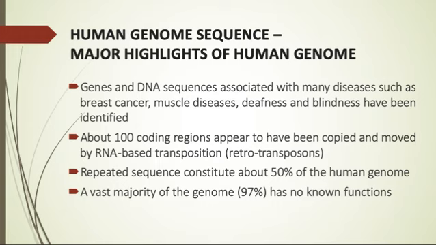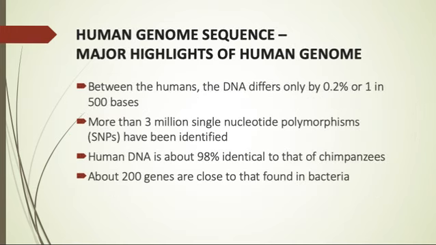About 100 coding regions appear to have been copied and moved by RNA based transpositions, that is, retrotransposons. So the repeated sequences constitute about 50% of the human genome. A vast majority of the genome, around 97%, has no known function. Between humans, the DNA differs only by 0.2 to 1 in 500 bases. More than 3 million single nucleotide polymorphisms have been identified, and the human DNA is about 98% identical to that of the chimpanzees. About 200 genes are close to those found in bacteria.